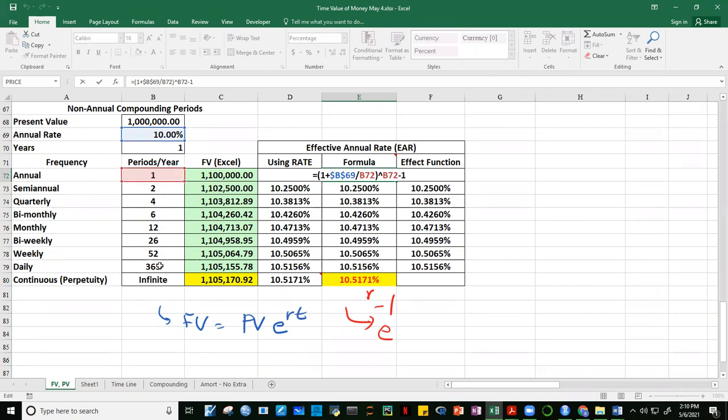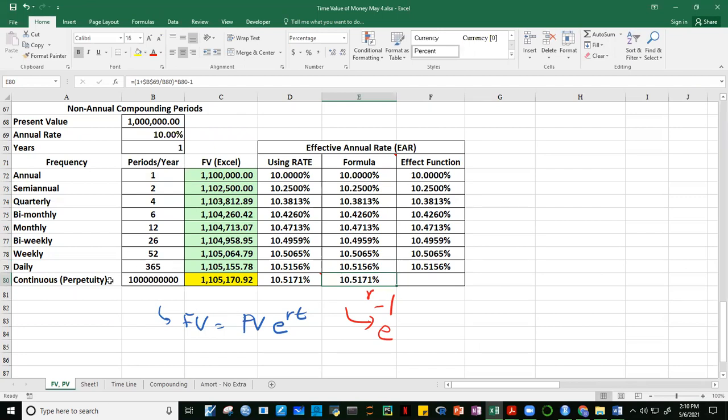Because we don't have periods per year in the continuous. It's infinite. Unless we can approximate it, put a big number. For example, just an example, guys. Instead of infinite, I'll put 1 billion, no? If I use 1 billion there and then copy this down, the results are more or less the same.